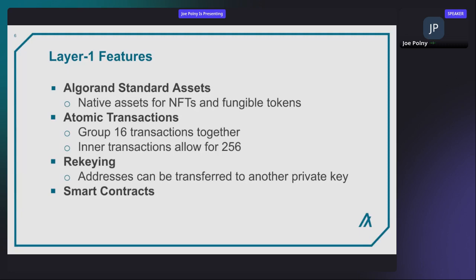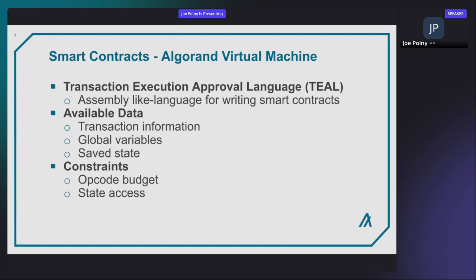And then finally, we have smart contracts, which is what the majority of this presentation is going to be going over. So before we go into the details of smart contracts, it's important to understand the environment in which they're executing. So if you're not familiar with Algorand, you might be surprised to hear that it's not EVM compatible. So this basically means we don't use Solidity, and you can't easily port Ethereum applications onto Algorand because it executes in a completely different environment.